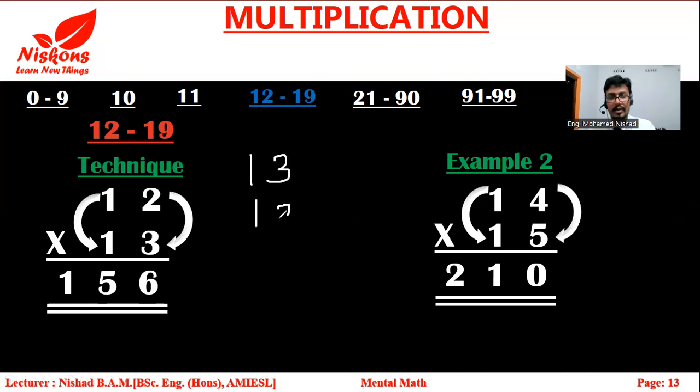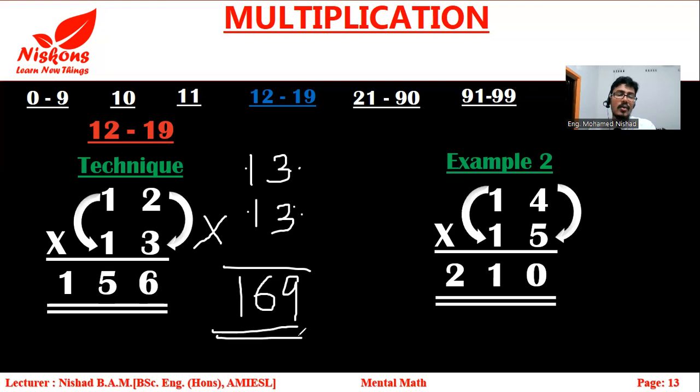So can you answer this question? How can you do that? 13 times 13. Can you answer this? First of all, we have to multiply this and this, right? So 3 times 3, 9. Then we have to add this and this. 3 plus 3, that will be 6. And then we have to multiply this and this. So then it will be 1. So the answer will be 169. Simple, right?